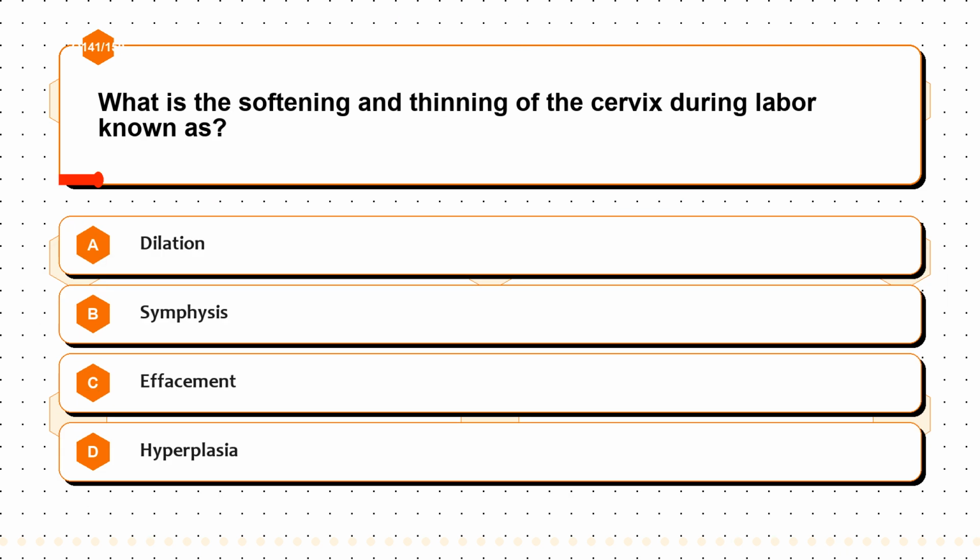Question 141. What is the softening and thinning of the cervix during labor known as? Here are the options. Option A. Dilation. Option B. Symphysis. Option C. Effacement. Option D. Hyperplasia.